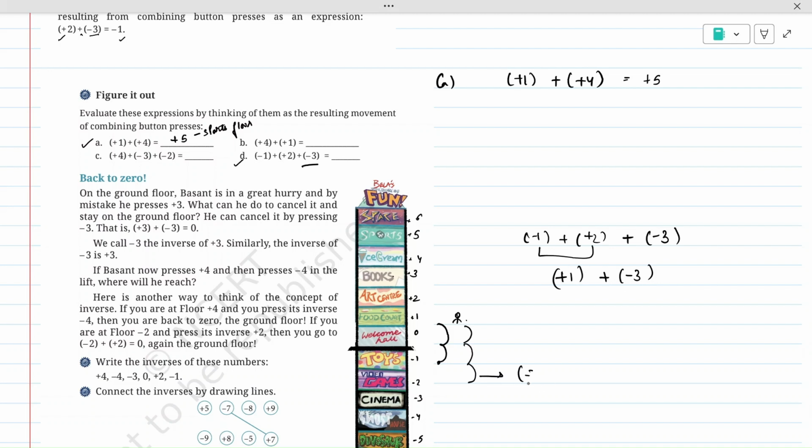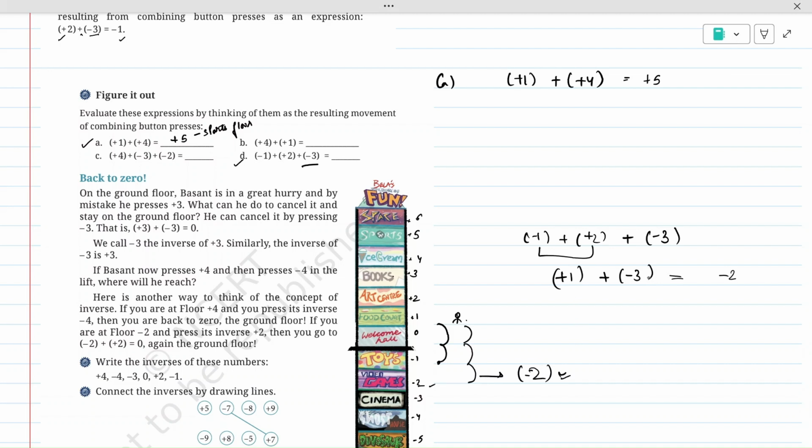1 plus minus 3 gives me minus 2. I have reached this minus 2 floor. Also, if you add these two numbers, you will get the expression as minus 2 here. So kids, this is just to show you how we have to add positive and negative integers together, using the example of the lift.